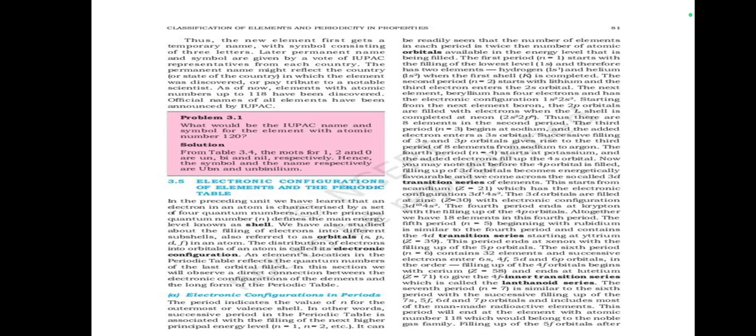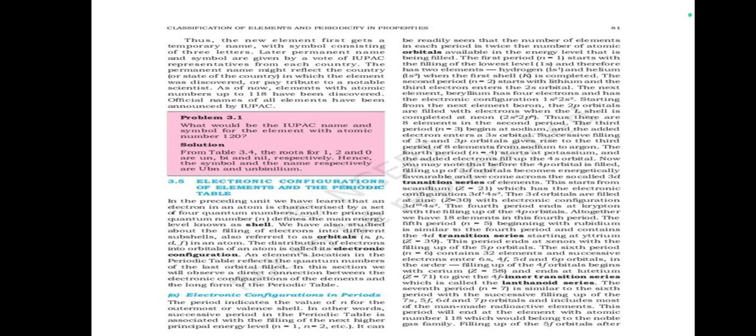Now you may note that before the 4p orbital is filled, filling up of 3d orbitals becomes energetically favorable, and we come across the so-called 3d transition series of elements. This starts from scandium, Z is equal to 21, which has the electronic configuration 3d1 4s2. The 3d orbitals are filled at zinc, Z is equal to 30, with electronic configuration 3d10 4s2. The fourth period ends at krypton with the filling up of the 4p orbitals. Altogether, we have 18 elements in this fourth period.